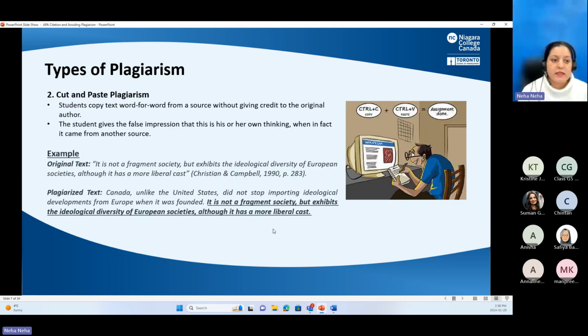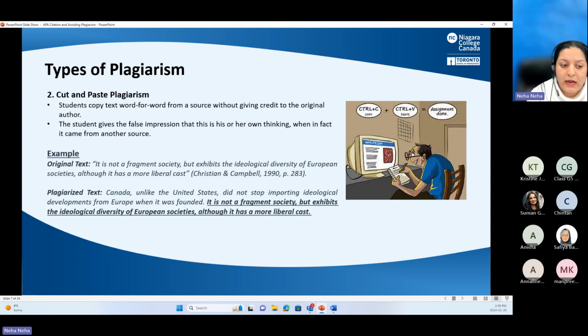The next one is cut and paste plagiarism. This happens when students copy text word for word from a source without giving credit to the original author. Students also give the false impression that this is their own thinking, when in fact it came from another source. The example text is the same, so I'm not going to repeat it again.